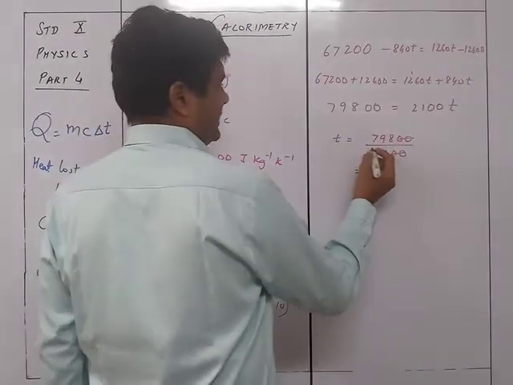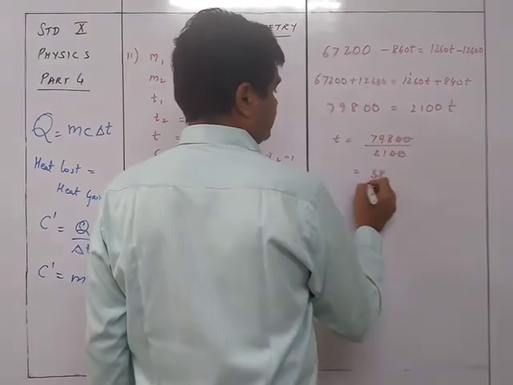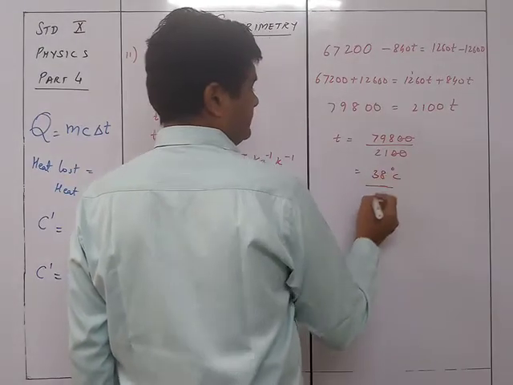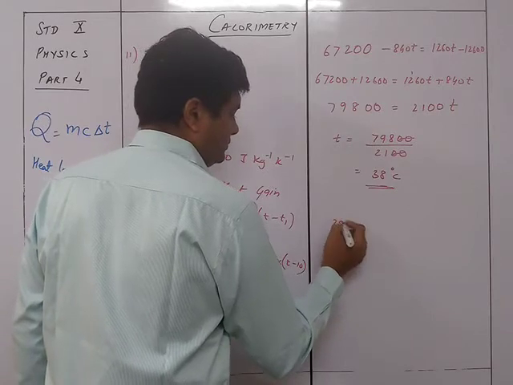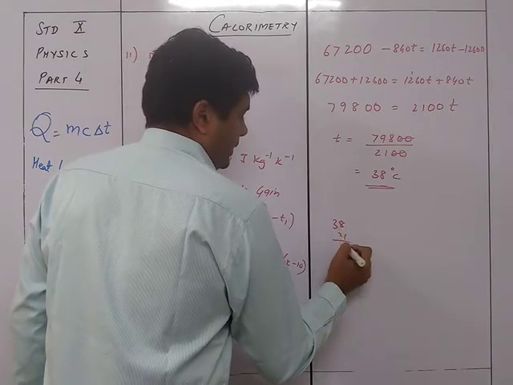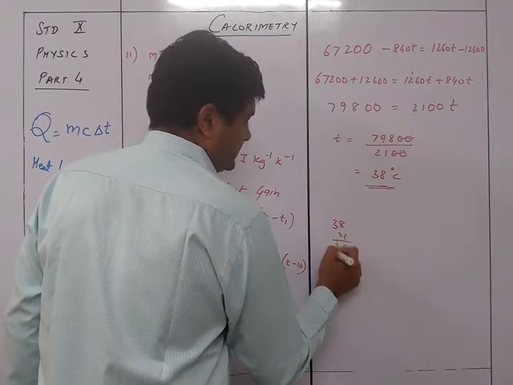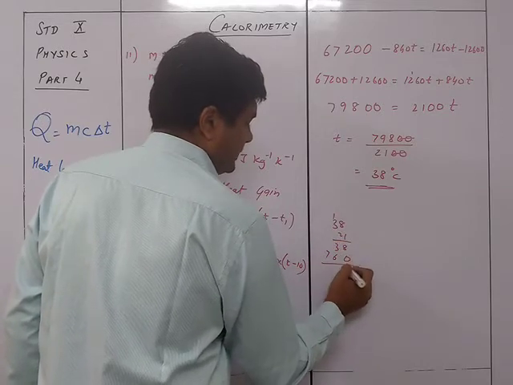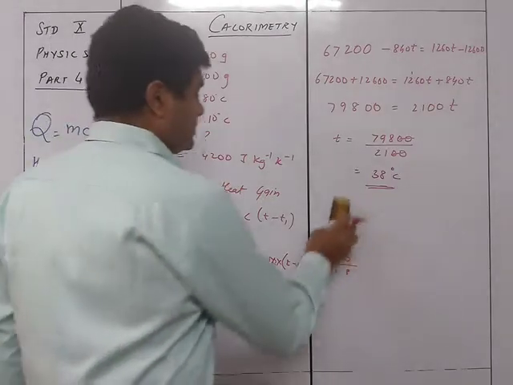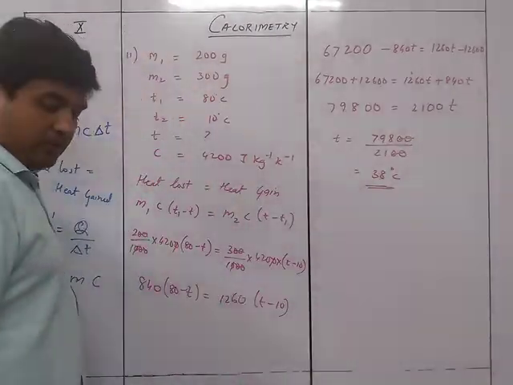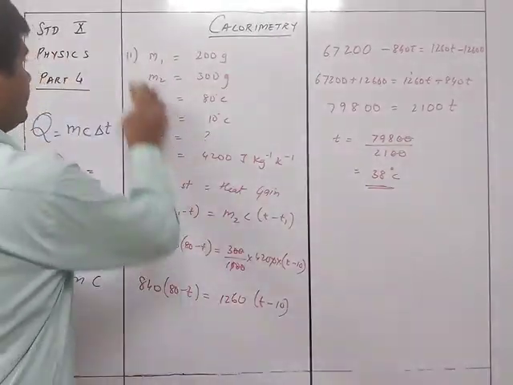So yeah, you can see it will be 38 degrees Celsius. Okay, you can check it out. 38 into 21, that gives 798. Yeah. Okay, so that was sum number 11. We move on to sum number 12.